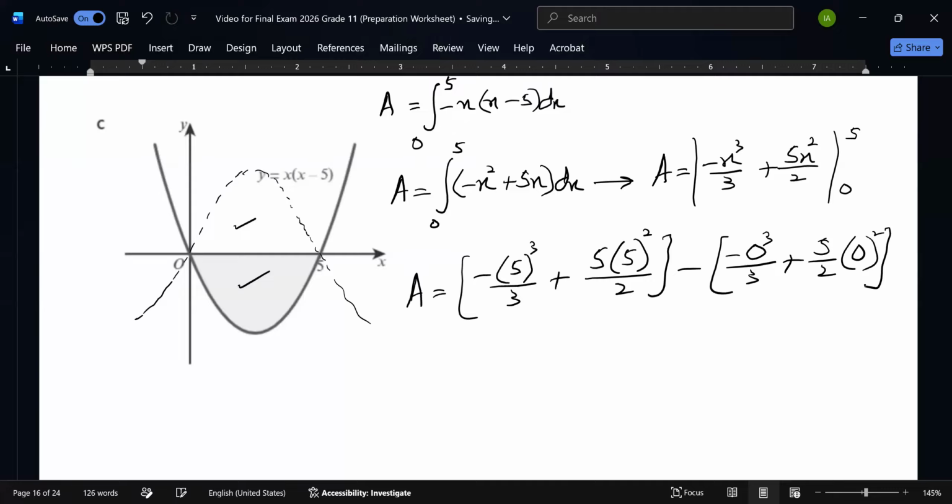Fortunately or unfortunately, the right bracket becomes completely 0. On the left side, it's going to be minus 125 over 3, and 125 over 2. And the last bracket becomes 0. So let's subtract them. Minus 125 divided by 3 plus 125 divided by 2. It gives you, yes, the area is 125 over 6.